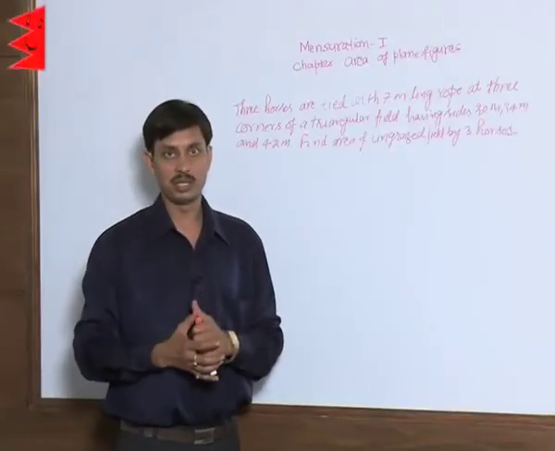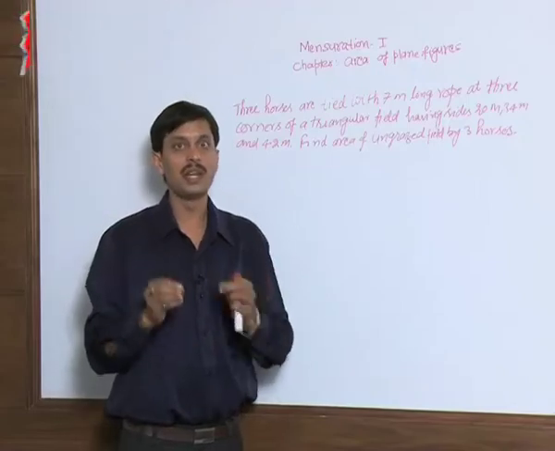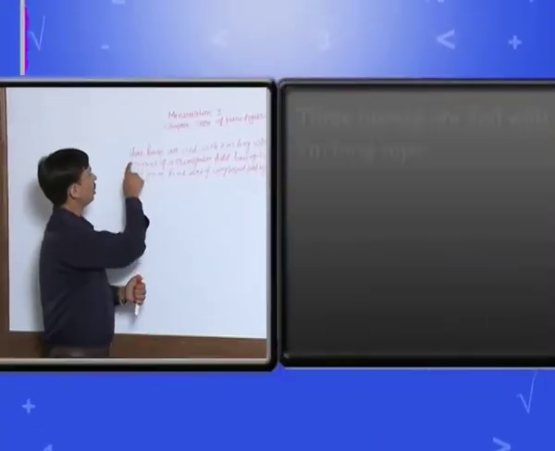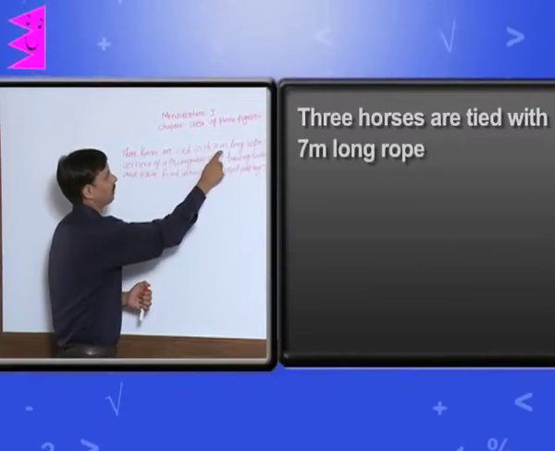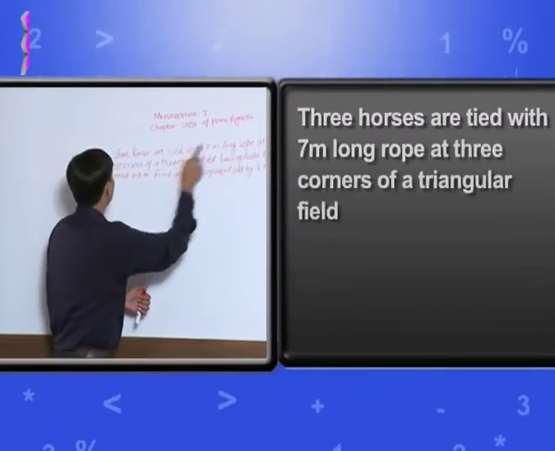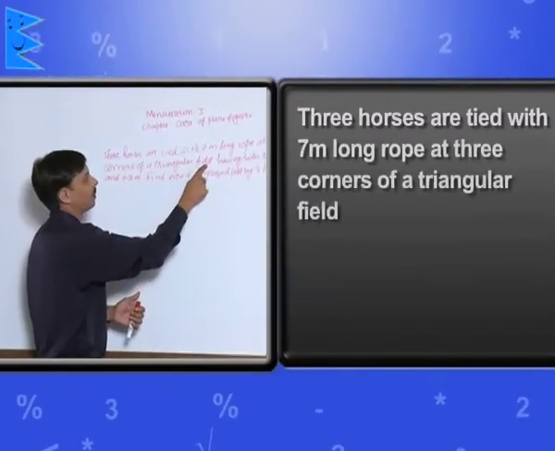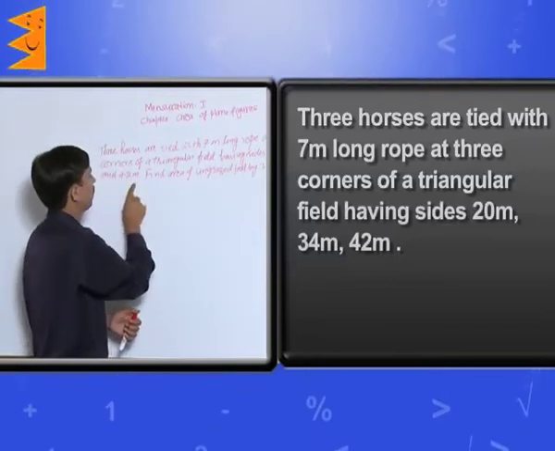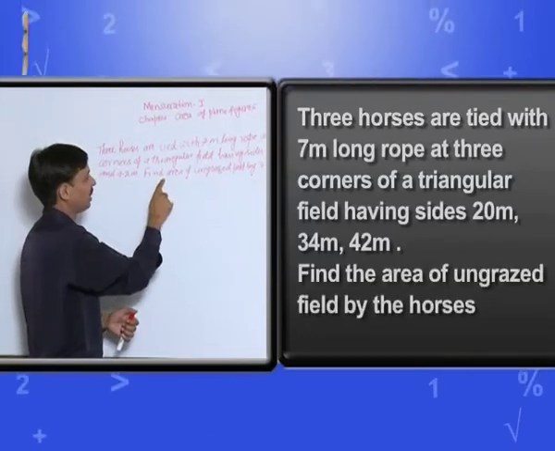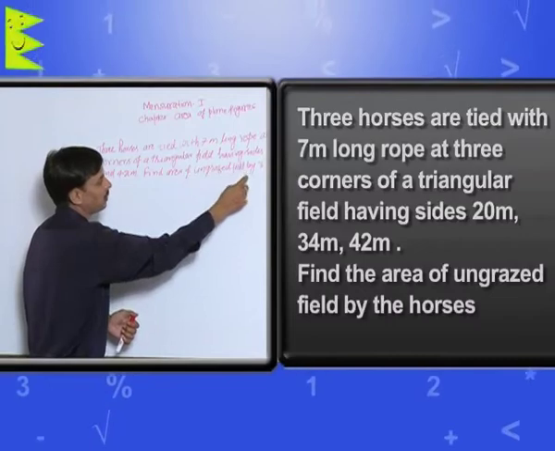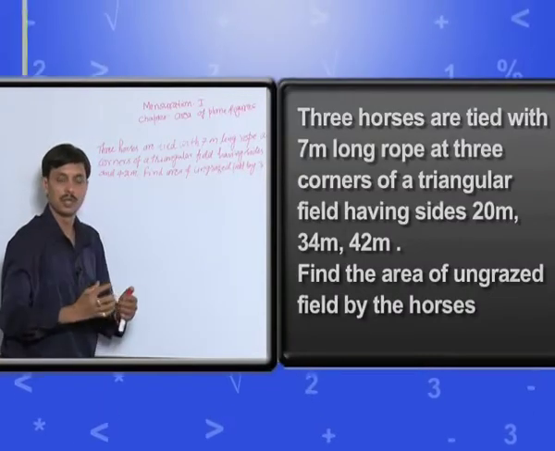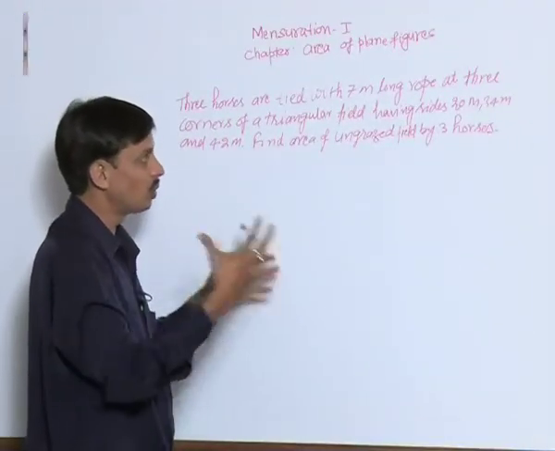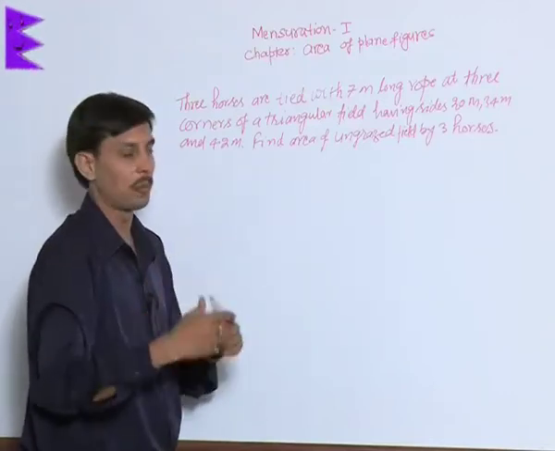Another important example where some technicality, some properties will be used. 3 horses are tied with 7 meter long rope at 3 corners of a triangular field having sides 20 meter, 34 meter and 42 meter. Find the area of the ungrazed field by 3 horses. So first of all, the question raised is how to strike on the problem.